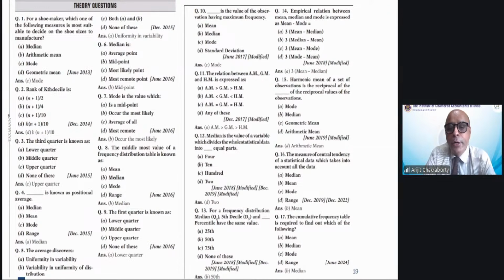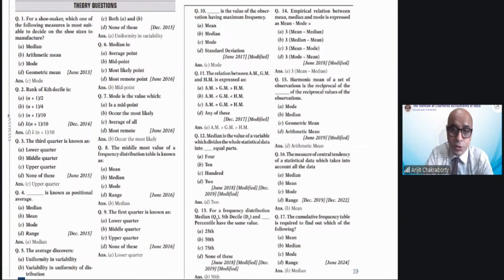12th question, median is the value of a variable which divides the whole statistical distribution into how many parts? Median is middle. So undoubtedly it divides the entire distribution into left side and right side, lower and higher. That means two sides.